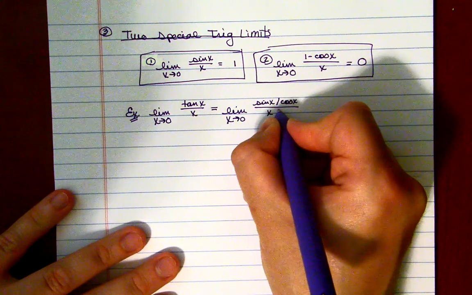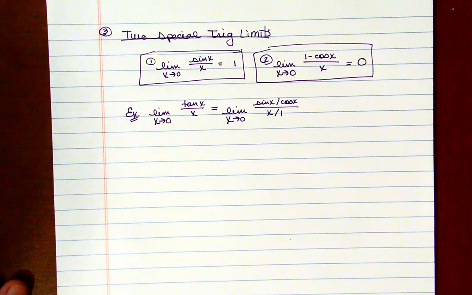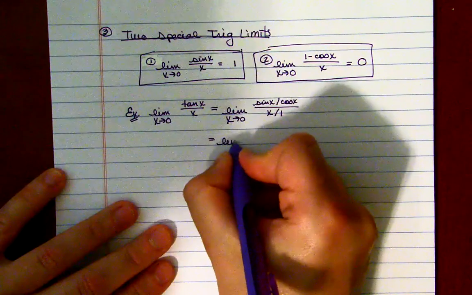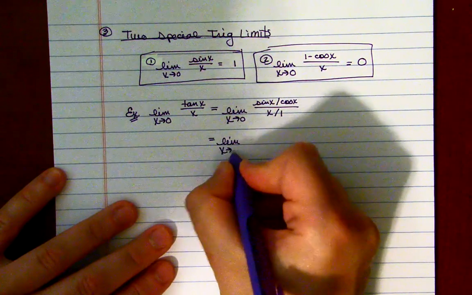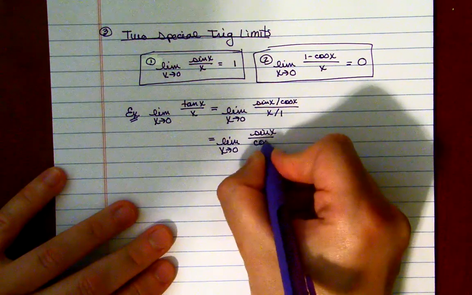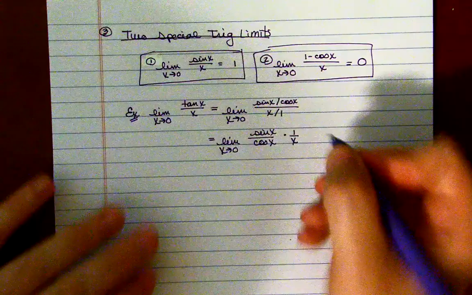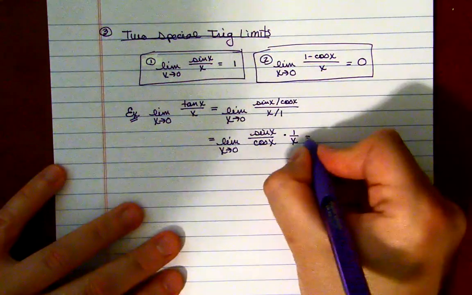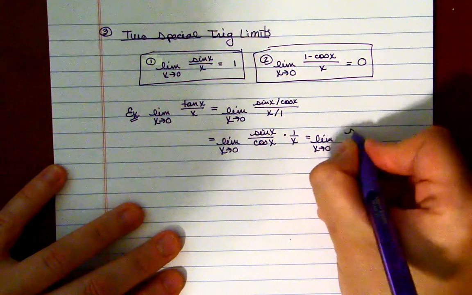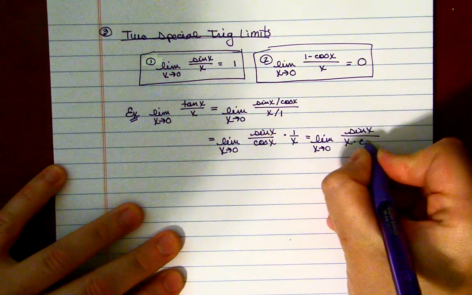Why don't I turn this complex fraction into one with fractions in both parts? So I'm going to say over x over 1. And I can do some simplifying here. Limit as x approaches 0 of the sine of x over the cosine of x. Rather than dividing by x over 1, how about I multiply by the reciprocal to get that? This is the limit as x approaches 0 of the sine of x over x times the cosine of x.